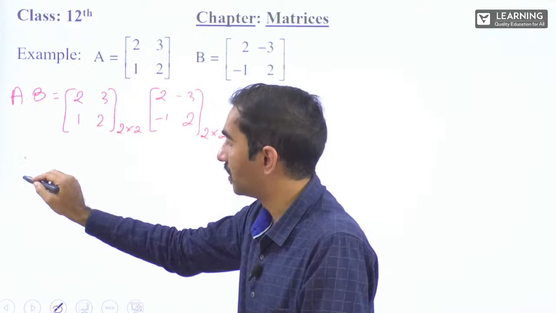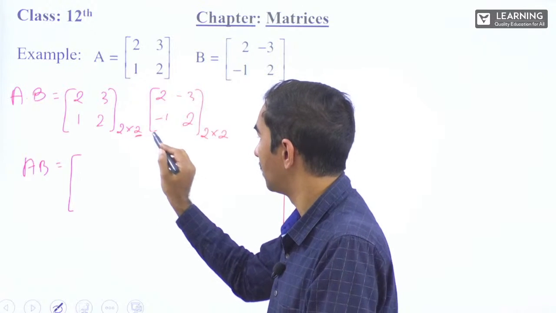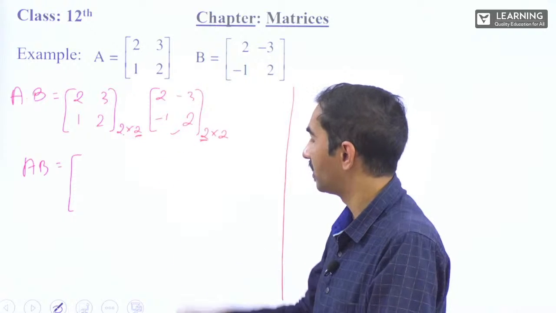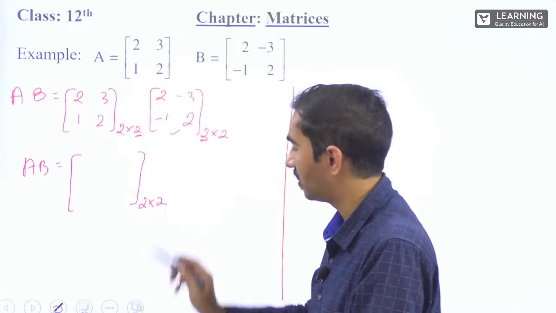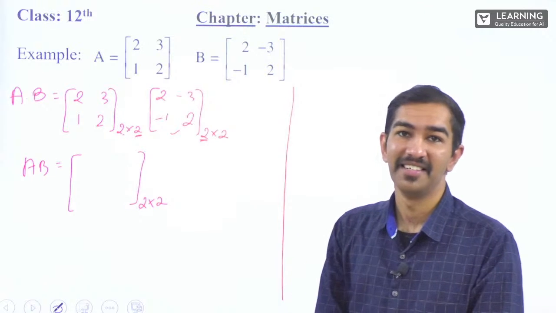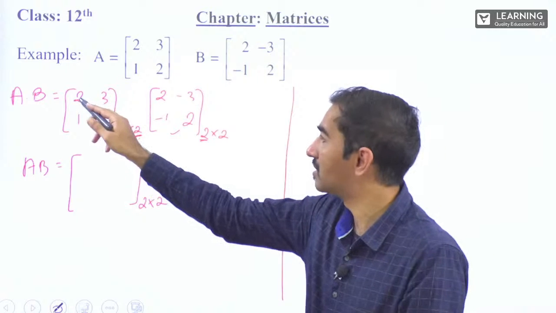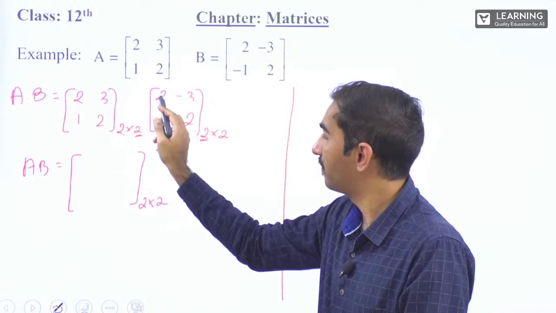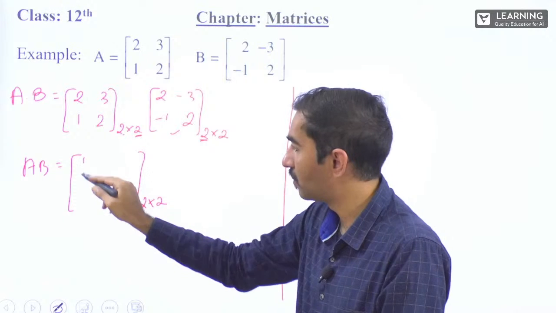Now what is AB equal to? Matrix multiply them. Can we multiply? The number of columns equals the number of rows. Yes, we can multiply. What would be the order of the product? 2 cross 2. Now matrix multiply them, students. How do we multiply the matrices? First row into first column. 2 2s are 4. 3 into minus 1 is minus 3. So 4 minus 3 is 1.